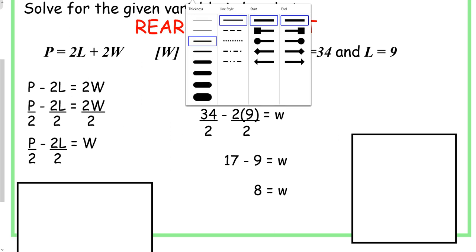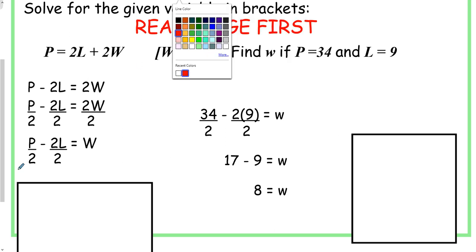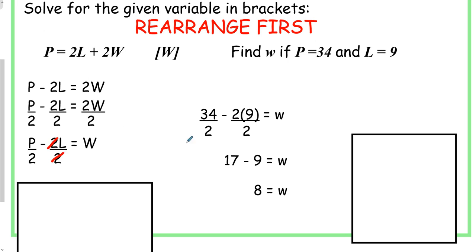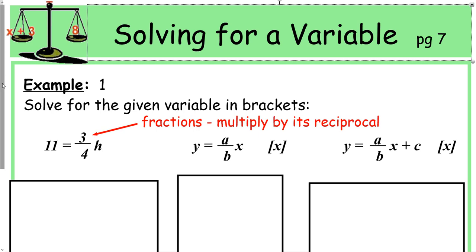I could have actually crossed those out to make this a little bit simpler. This could totally be eliminated. There we go. So we have 34 divided by 2 is 17, minus 9 is going to give us 8.